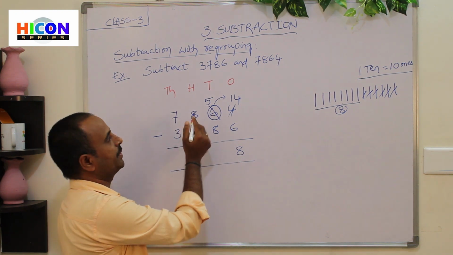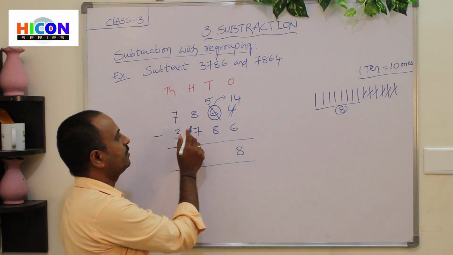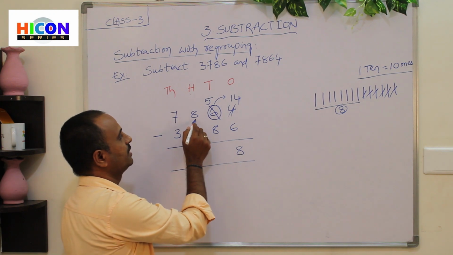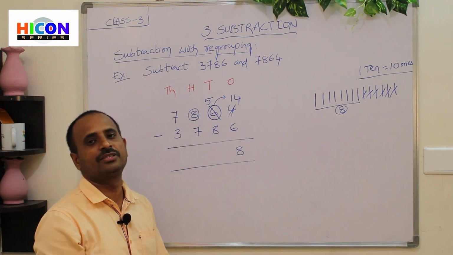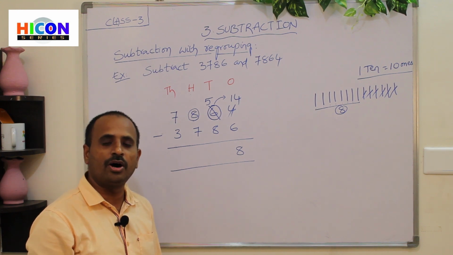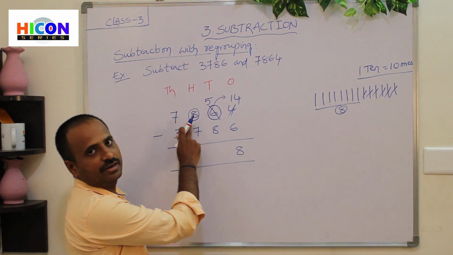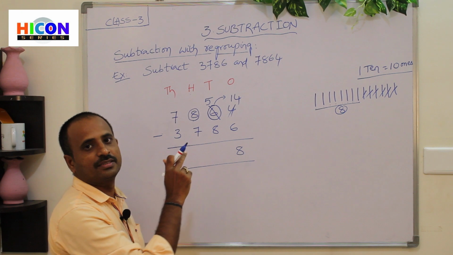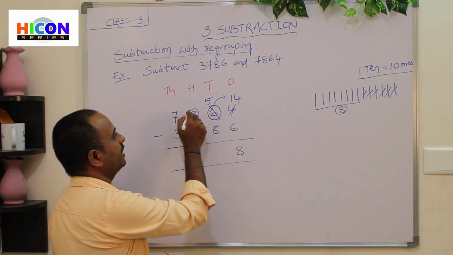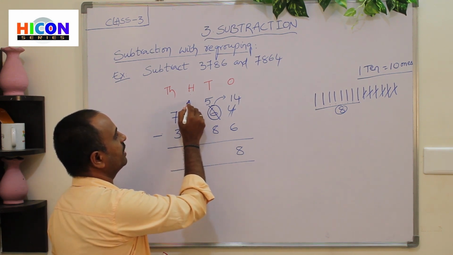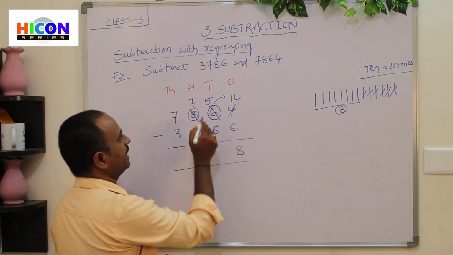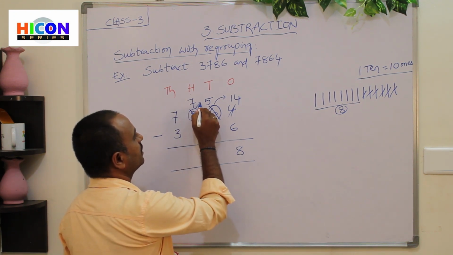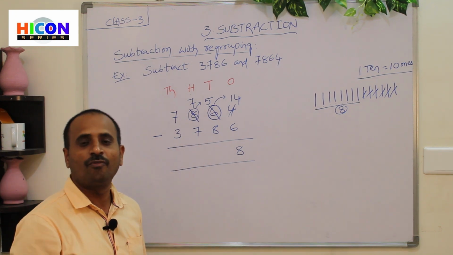So what is its next place? Hundreds place. What is the digit present in hundreds place? 8. That means 8 hundreds are there. So now borrow 100 from 8 hundreds. If 100 is borrowed, then how many hundreds will be there? There will be 7 hundreds. So write 7 here.